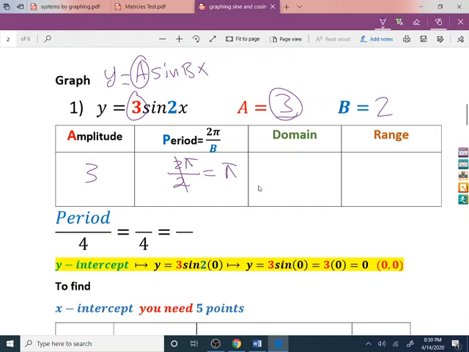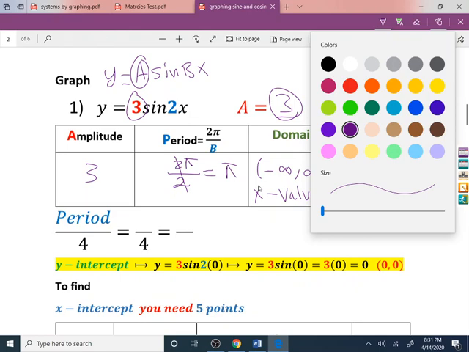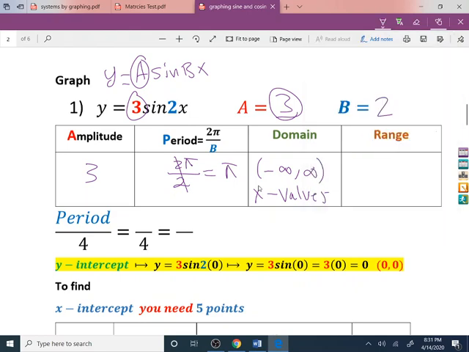Domain. I told you, lucky: negative infinity to positive infinity. Domain means x values. What x values can you use? You can use any x value from negative infinity to positive infinity. The range. You remember I told you about the range? The range is related to that amplitude. You open bracket, -3 to 3. That means my graph will go between -3 and 3. You will see also. Now, my period is pi.